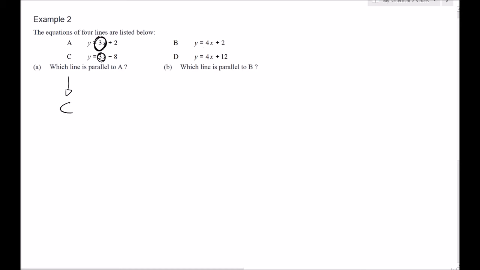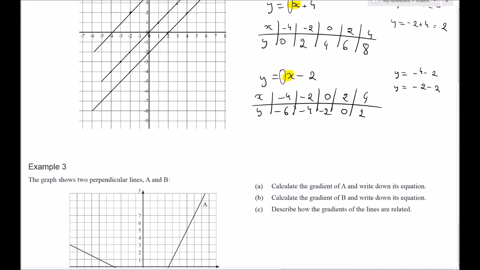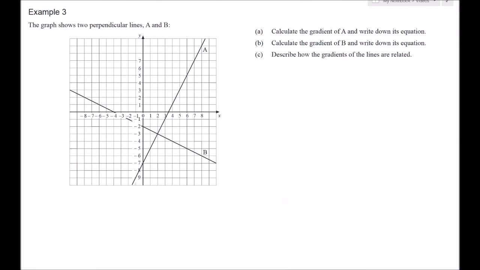Which line is parallel to A? Only C. Now, which line is parallel to B? Obviously, B has a gradient of 4. We're looking for the same, and that's obviously in D. So B and D will be parallel, while A and C will be parallel as well. This is a quick trick. Without even having to draw your lines, you can now see which ones are going to be parallel.